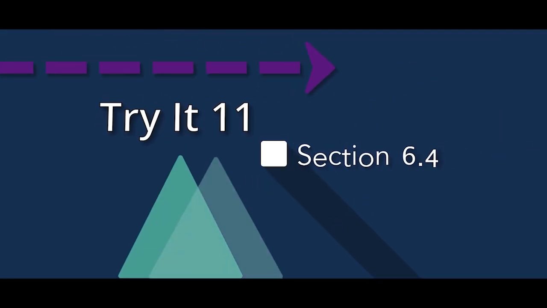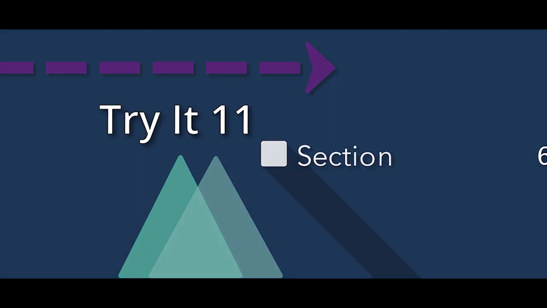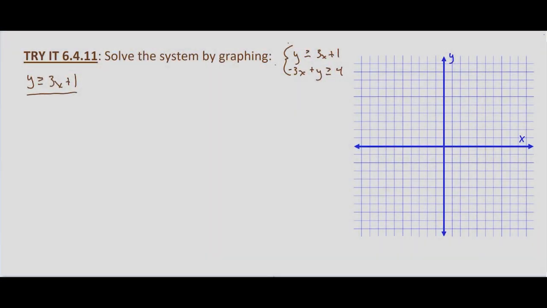So again, we're asked to solve the system of inequalities by graphing. Our first inequality is y is greater than or equal to 3x plus 1. So if we graph that, one point is going to be the y-intercept, which is at (0, 1).